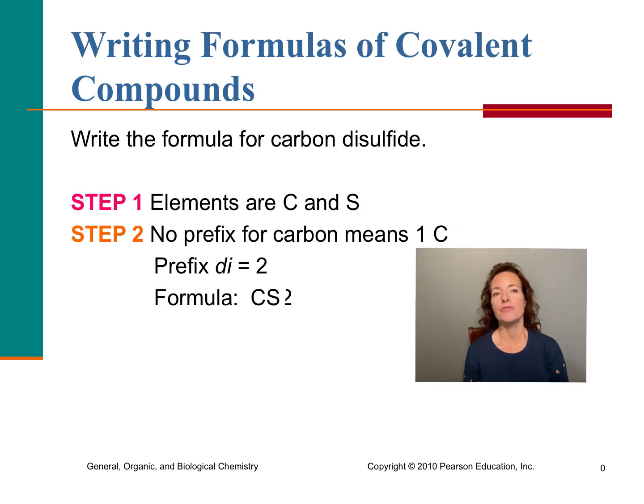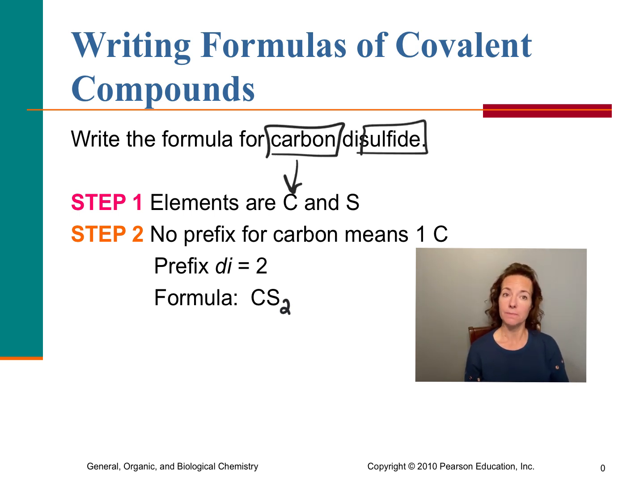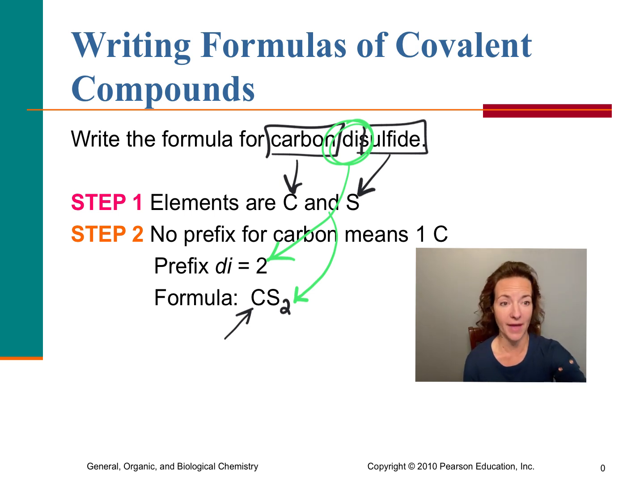So if I have to write the formula for carbon disulfide, I can first recognize my two elements. Carbon is C and sulfide is sulfur, so S. Now there's no prefix on the carbon, so we just have one of them, but we do have a prefix of di on the sulfur. So that's actually telling us that we have two of the sulfur. So we're gonna need to put a subscript of 2 for that sulfur to show, okay, that's why we have the di. The di is telling me we have 2 of them.